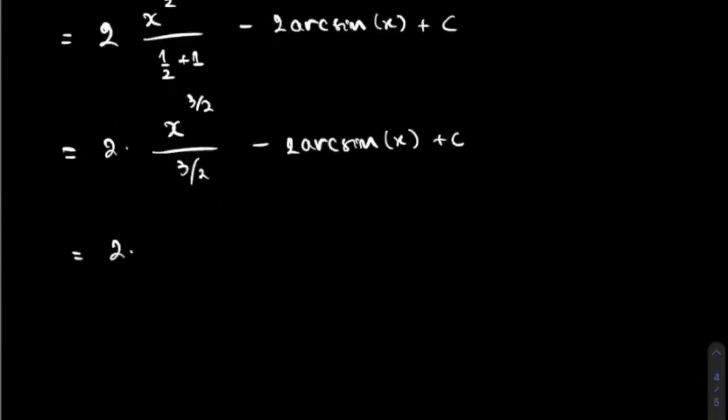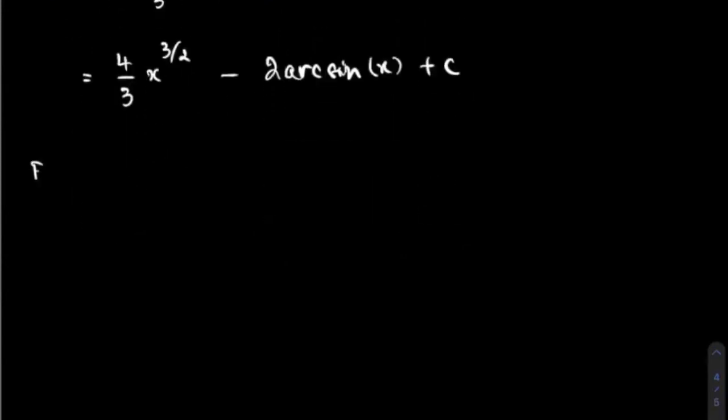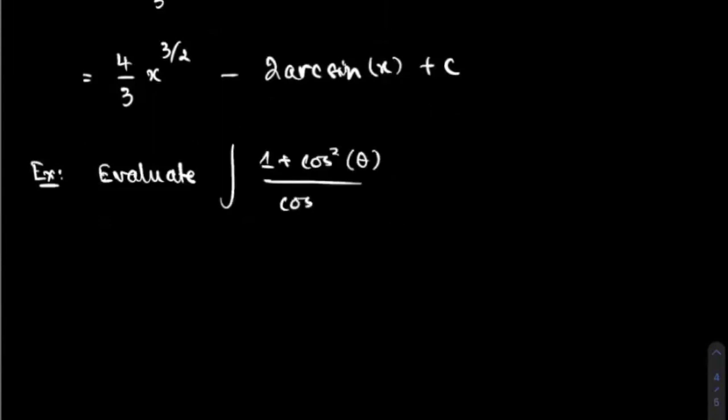You get 2 times 2 over 3 times x to the 3/2 minus 2 times arcsine of x plus a constant c. This is equal to 4 over 3 times x to the 3/2 minus 2 times arcsine of x plus c. So the next example is a little bit more tricky, but let's see if you can tackle it. Okay, so evaluate the integral of 1 plus cosine squared of theta divided by cosine squared of theta d theta.